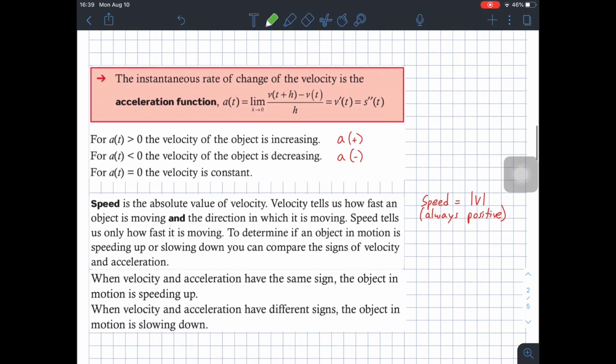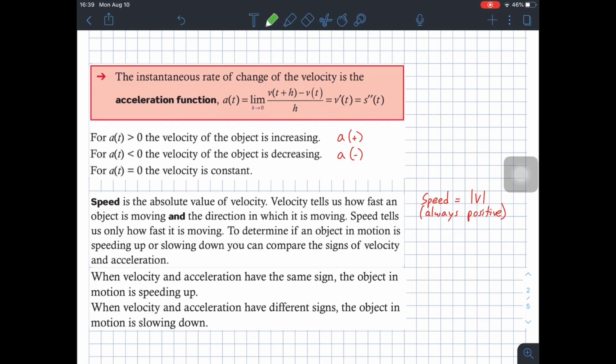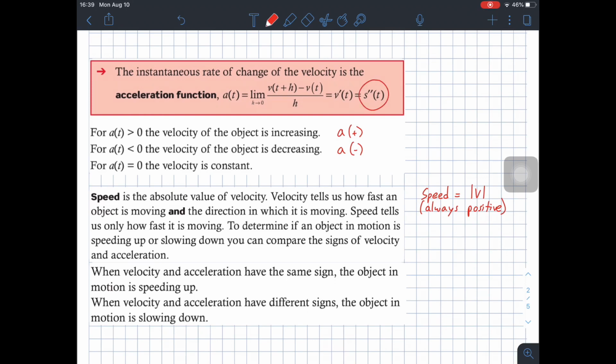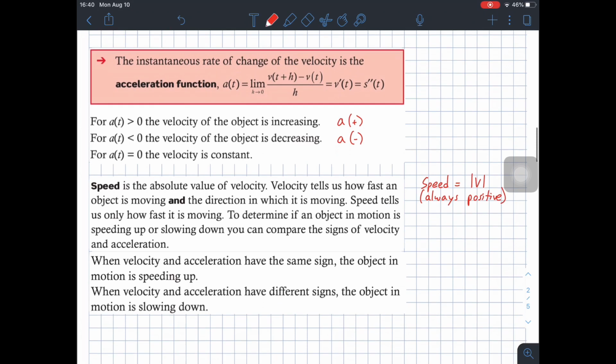It says the instantaneous rate of change of velocity is the acceleration function. Here it is explained that the acceleration, a of t, is the derivative of velocity, or we could also say that it is the second derivative of displacement. And here's a rule that you need to understand. When the acceleration is positive, that means greater than 0, the velocity of the object is increasing. When the acceleration is negative, the velocity of the object is decreasing.